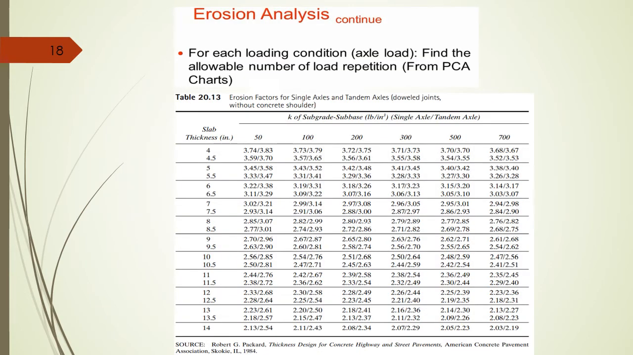Our first table in the erosion analysis. It is very important to read the title of this table: Erosion Factors for Single Axles and Tandem Axles, Doweled Joints Without Concrete Shoulder. So the type of load transfer here is dowel bars without concrete shoulder, and we are given also the slab thickness that we are going to assume and the modulus of subgrade subbase for single axles and tandem axles in the same table.